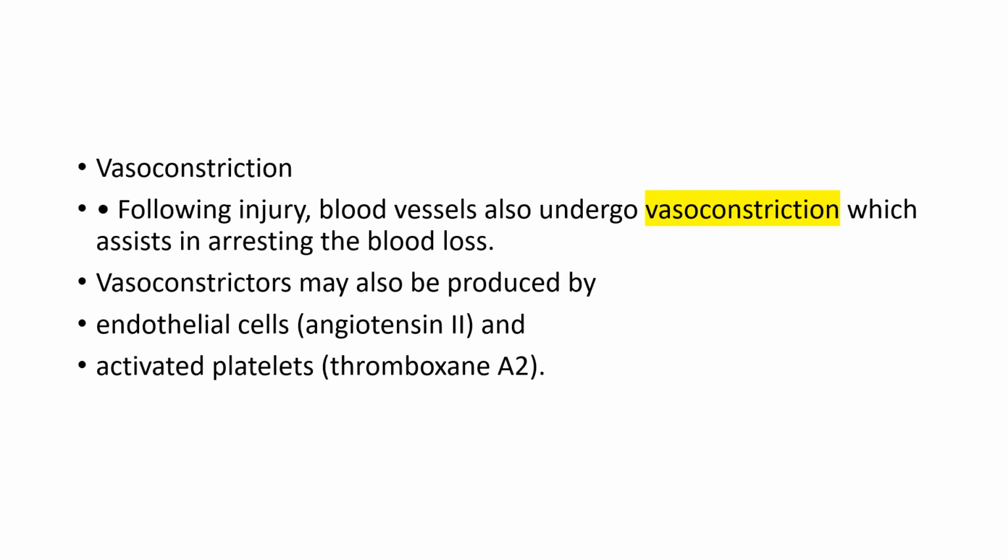One of the things that will happen during injury is that the blood vessels will undergo constriction. So this will make the blood vessels smaller, and the ones that trigger this process are called vasoconstrictors. Examples of this would be angiotensin II and thromboxane A2. They are produced by cells like the endothelial cells and the platelets respectively.